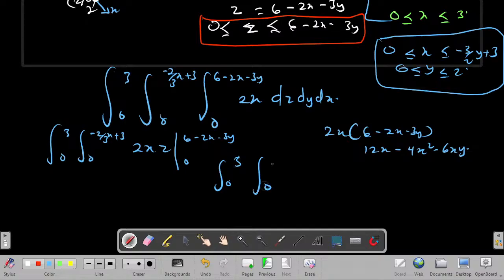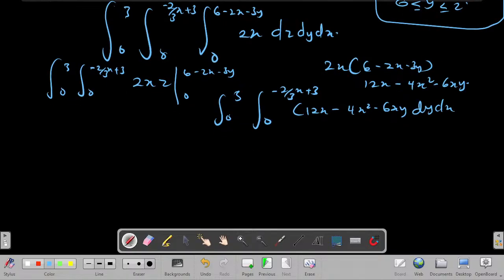So 0 to 3, 0 to negative 2 on 3x plus 3 of the function 12x minus 4x squared minus 6xy. Then we have our region, then becomes, we simply get y x. Okay, good. At this point, you're integrating with respect to y. So what am I getting? 12xy minus 4x squared y minus 3xy squared. Then we put in 0 to negative 2 on 3x plus 3.